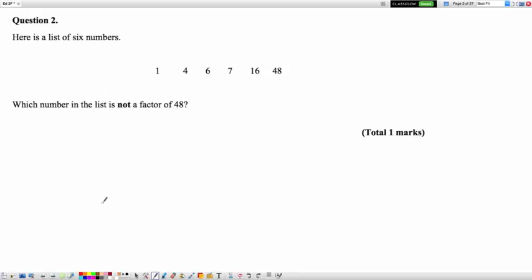Here is a list of 6 numbers. Which number in the list is not a factor of 48? Well, you might want to list initially the factors of 48. 1 multiplied by 48, 2 multiplied by 24, 3 multiplied by 16, 4 multiplied by 12, and 6 multiplied by 8. Having a look here, we can see that the 7 is not a factor of 48.